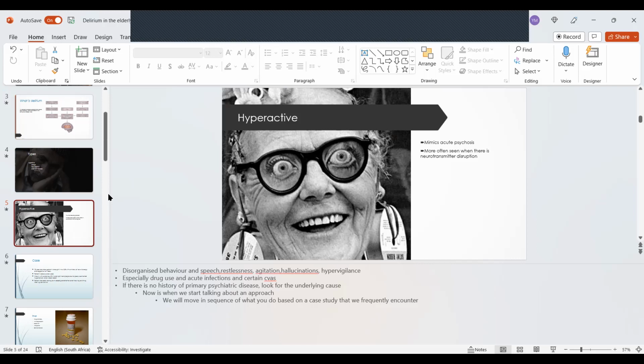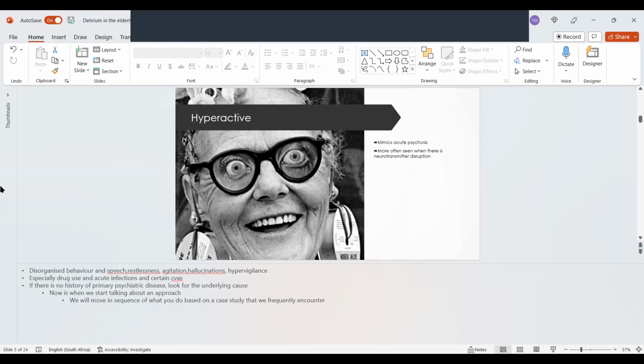So these are our hyperactive patients. These are the ones that normally cause the most confusion, because it mimics acute psychosis. It's most often seen when there is a neurotransmitter disruption. Now, in this patient, she looks like she's got hypothyroidism, a bit of exophthalmos, but that's beside the point. I just picked the picture so that you get the idea. They tend to have disorganized behavior and speech, restlessness, they're agitated, they have hallucinations, are hypervigilant, paranoid, things like that.